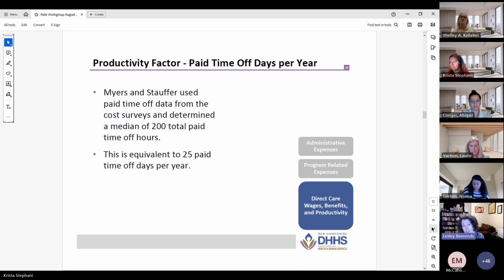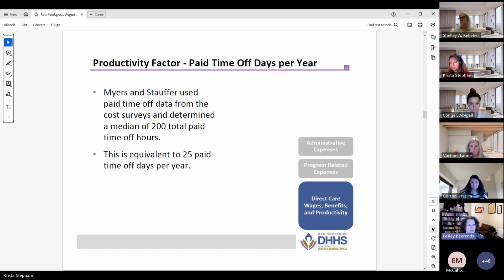Okay, I'm going to walk through each of these. So your paid time off days per year. So once again, this is your holidays, your vacation, and your sick. We took the data from the cost surveys and determined a median of 200 total paid time off hours from those surveys. So that's an equivalent to 25 paid time off days per year.